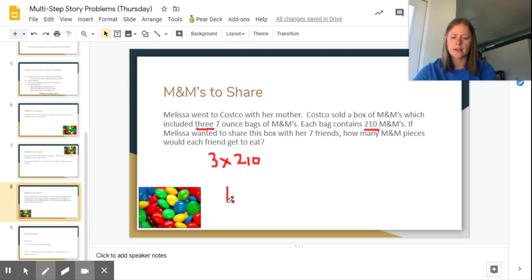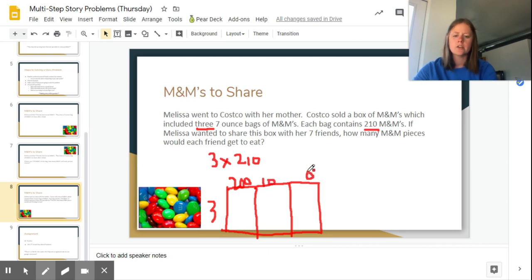So I'm going to set up my box. It's going to be 3, because it's 3 digits. And then now our numbers are on the outside, and we actually have to write them out. So 200 and a 10, and then there's a 0. Okay. So 3 times 200, that's a lot.